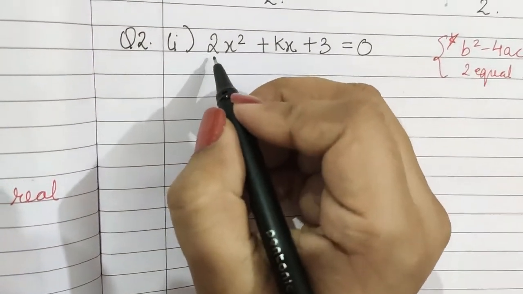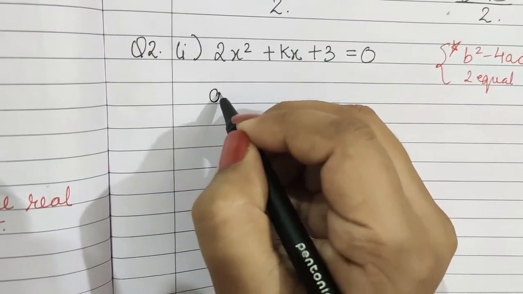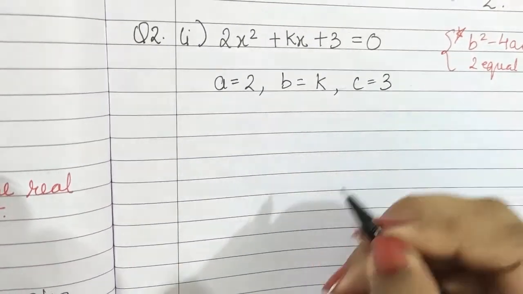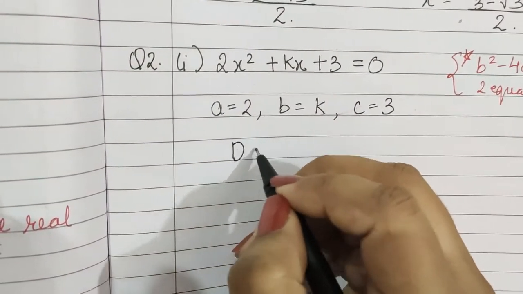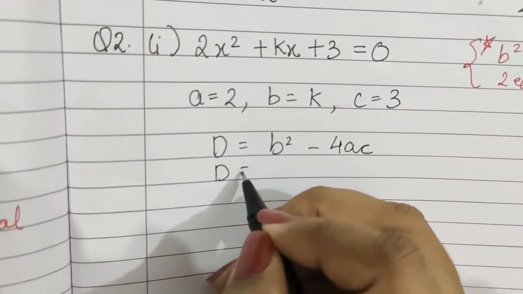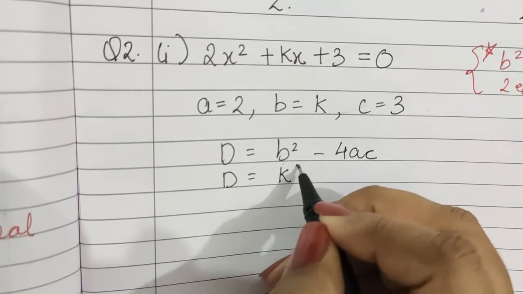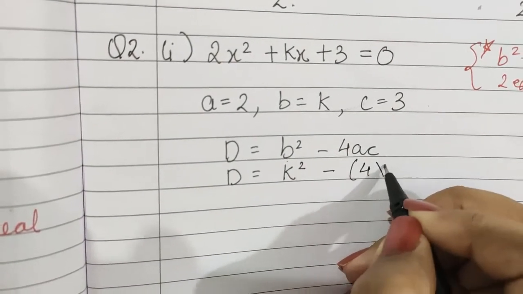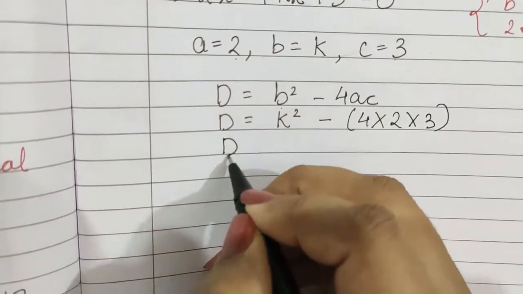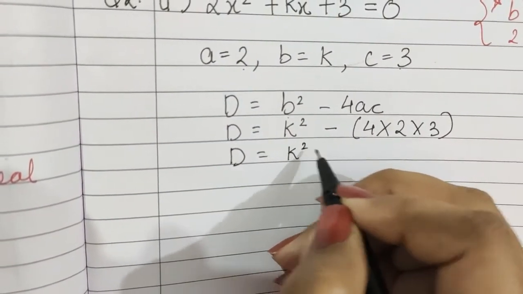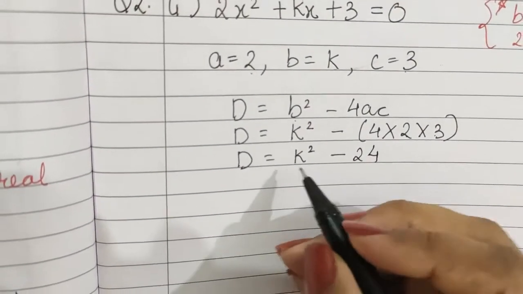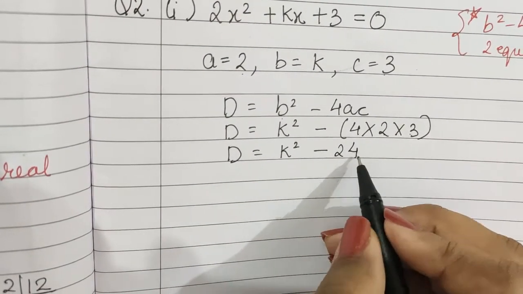So from here we will get a equals to 2, b is equals to k and c is equals to 3, right? Our determinant is what? b square minus 4ac. Let us put the values in this. b square will be k square minus 4 into a is 2 and c is 3. 4 into 2 into 3. We get D equals to k square minus 4 2s are 8, 8 3s is 24. So over here we have D equals to k square minus 24.